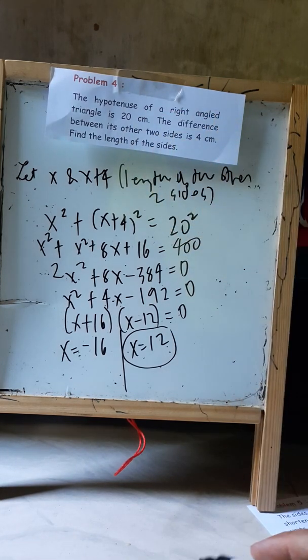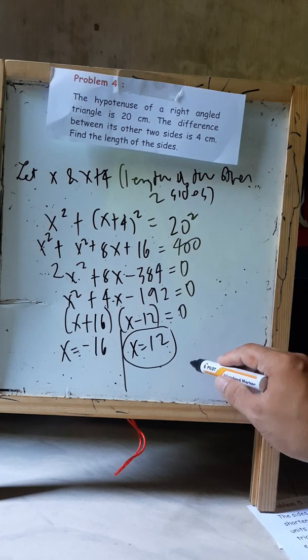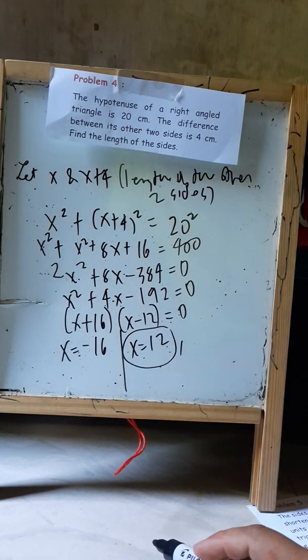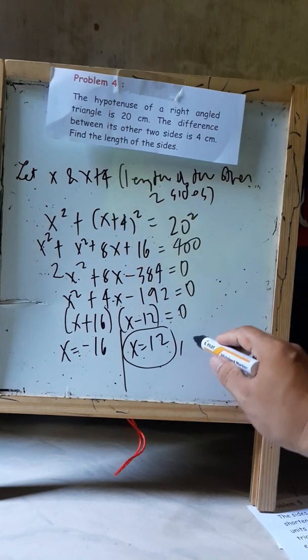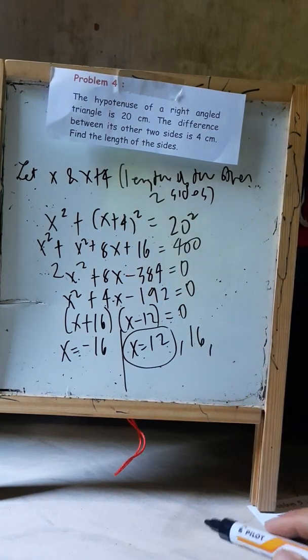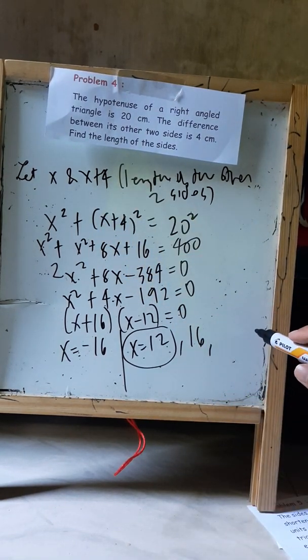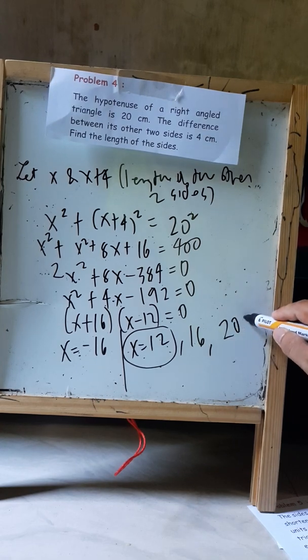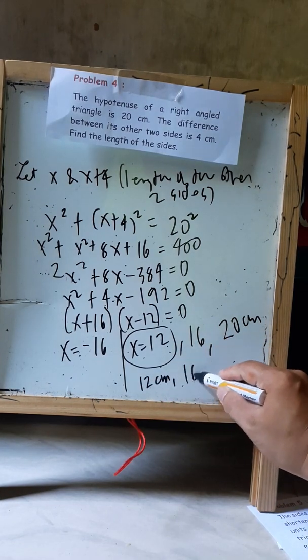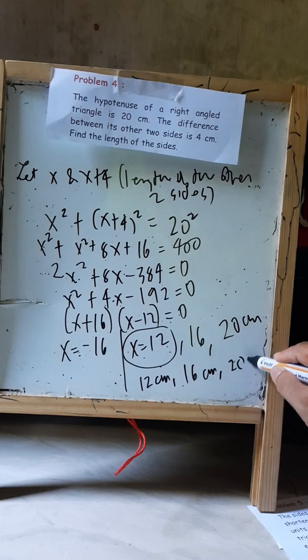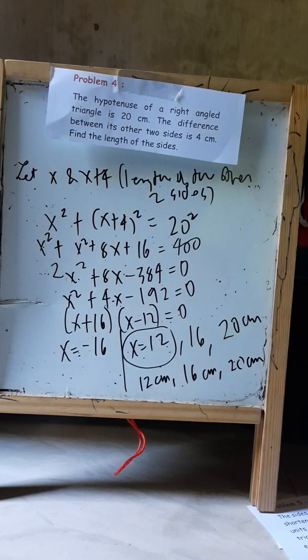Find the lengths of the sides. So we have 12. What is the next side? The other side is x plus 4, 12 plus 4 is 16. And of course, the hypotenuse is 20 cm. So these are the sides of the right triangle: 12 cm, 16 cm, and 20 cm. Okay, let's proceed to number 5.